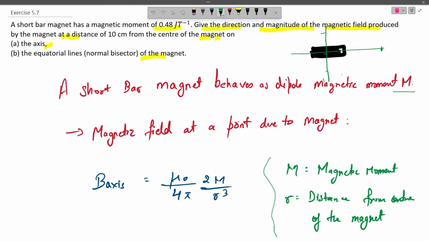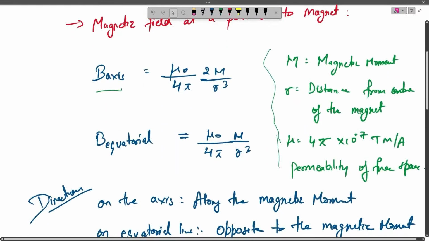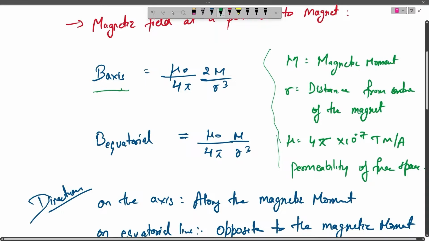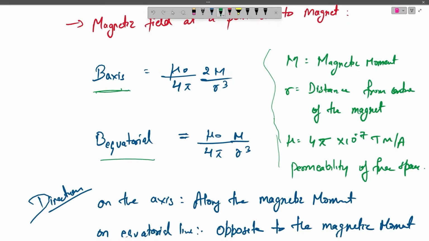with a magnetic moment m. Now the magnetic field at a point on the axis is given by the formula B on axis is mu naught by 4 pi multiplied by 2 into magnetic moment of the magnet divided by r cube, and on the equatorial position it is given by mu naught m by 4 pi r cube, where r is the distance from the center of the magnet to that point and m is the magnetic moment of the bar magnet. Now using this formula we can easily find out the magnitude of magnetic field on the axis and on the equatorial point.